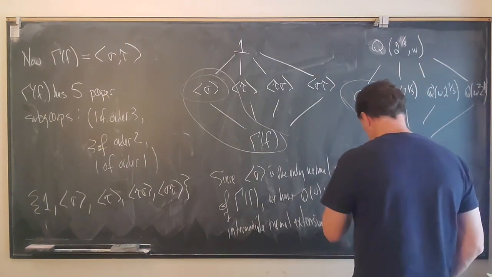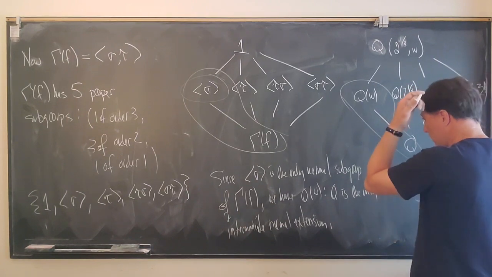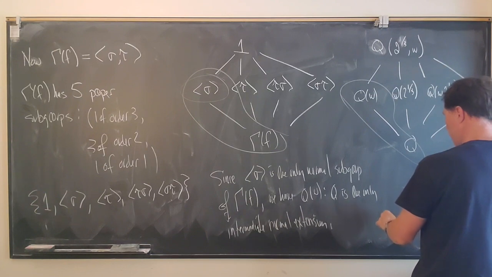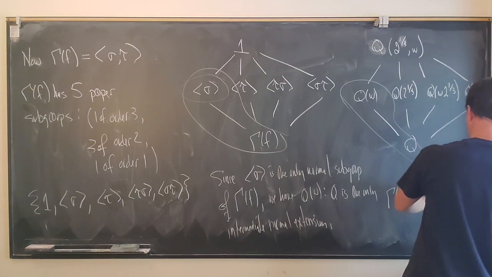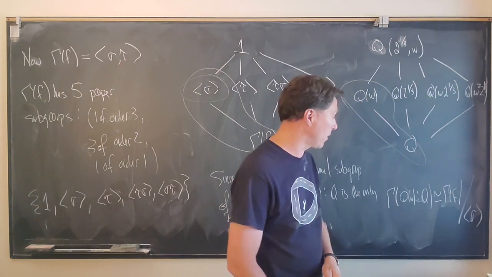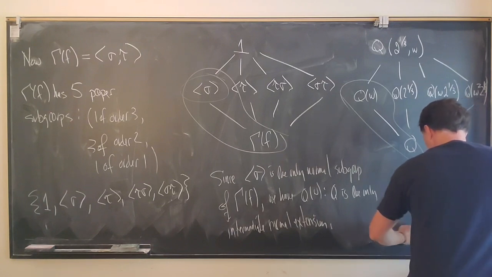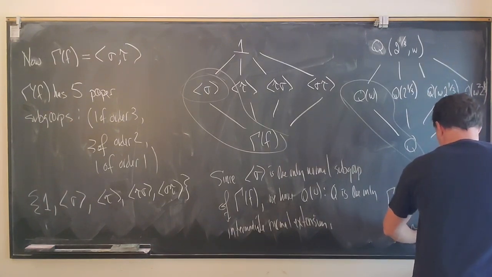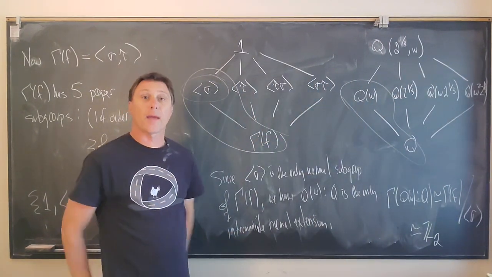And then the last part, part C, is what? We also know that the Galois group of the splitting field over Q is isomorphic to Gamma of F mod the subgroup generated by sigma, and this then is going to be isomorphic to Z2. Okay, so that's a good place to stop.